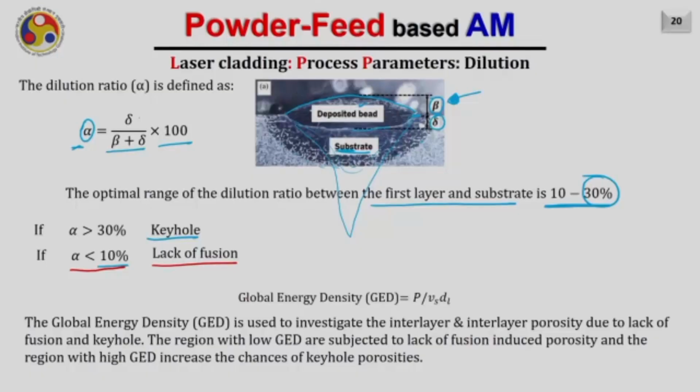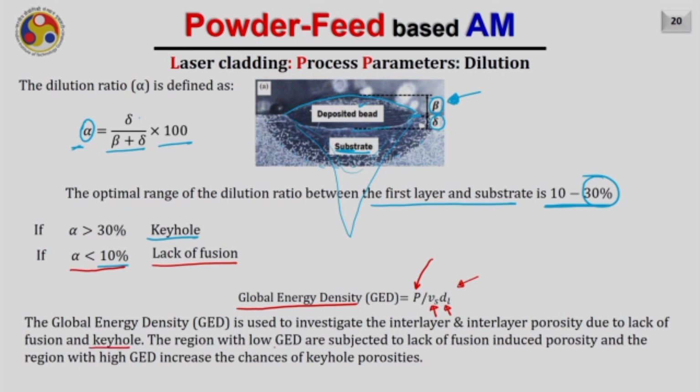Usually, to control this dilution ratio, a function called global energy density is used. It is given by the power of the laser used divided by the traverse speed into the diameter of the laser. So, for starting with any new material, this global energy density is used to investigate the interlayer and intralayer porosity due to lack of fusion and the keyhole.